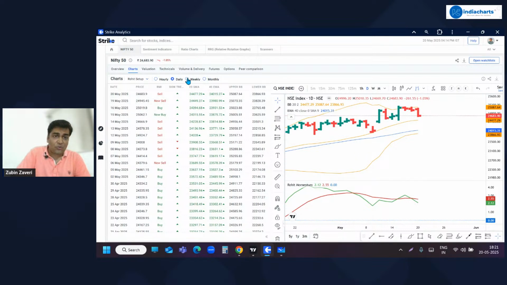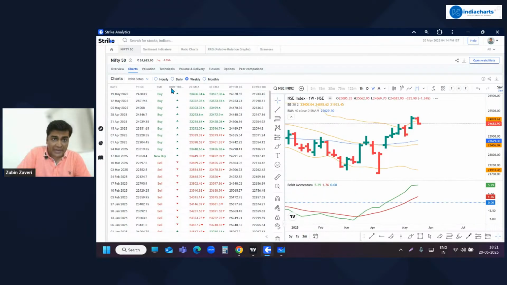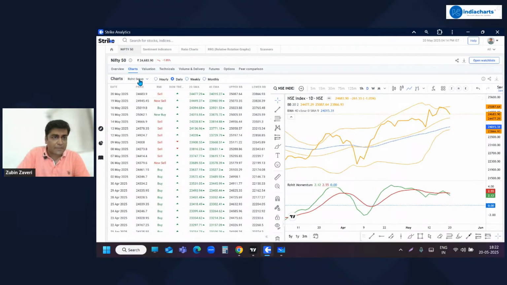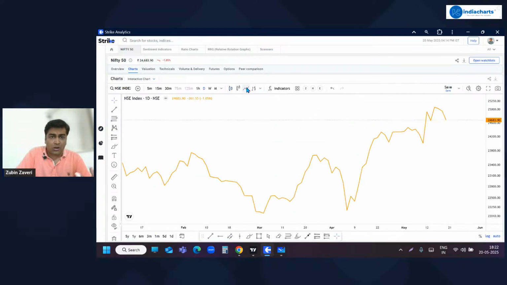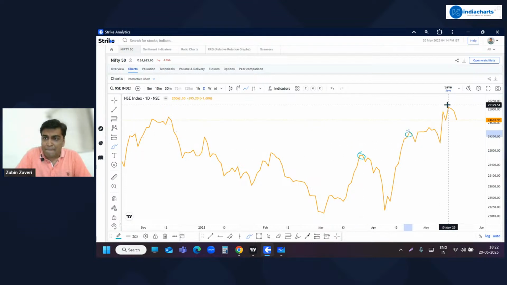All right, on a weekly time frame chart, what we see is that the momentum and the trend are bullish. And if we look at a daily time frame chart, a simple line chart, let me go to an interactive chart. The basic technical principle, the Dow theory, says that a stock or an index is in an uptrend when it is making a series of higher highs and a series of higher lows. So overall the trend is up.